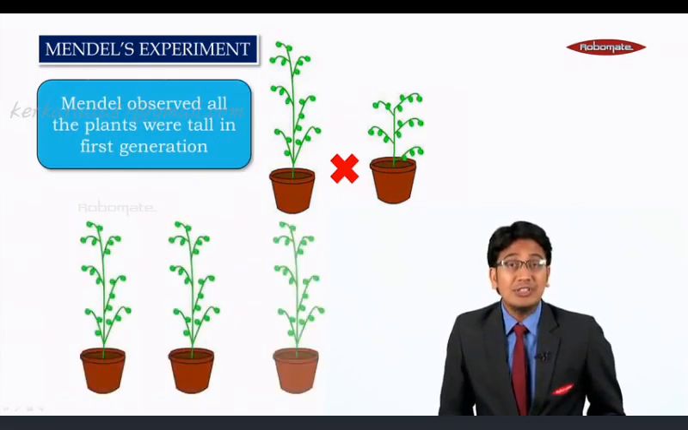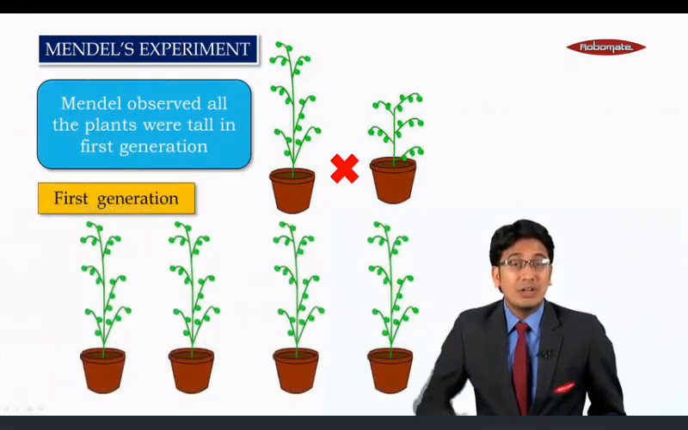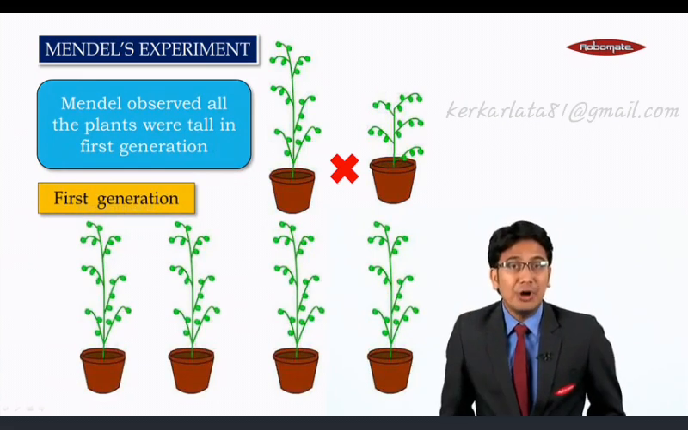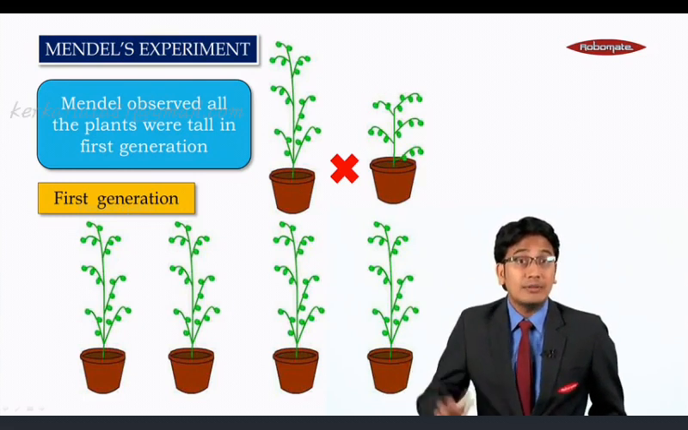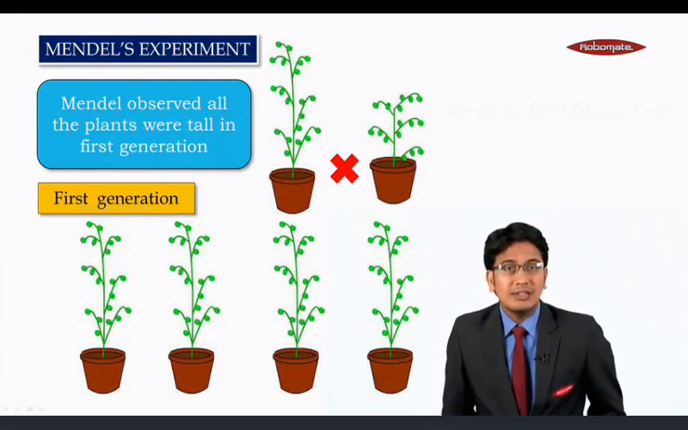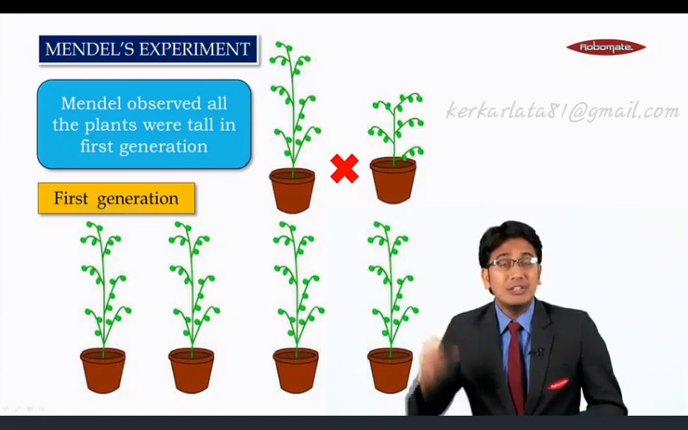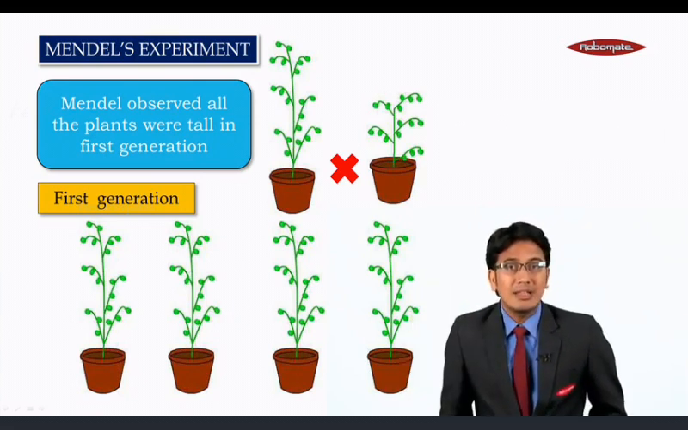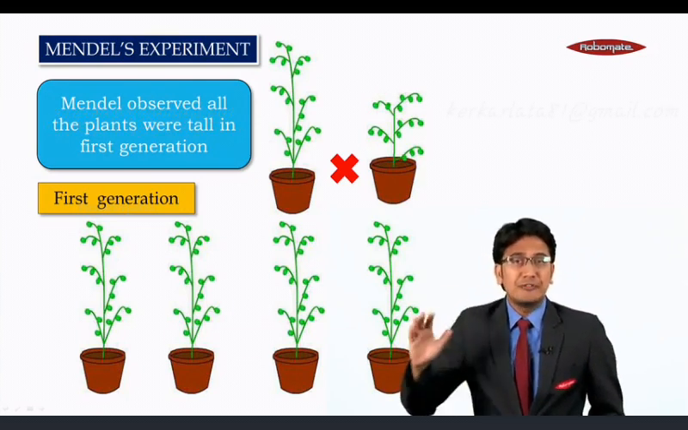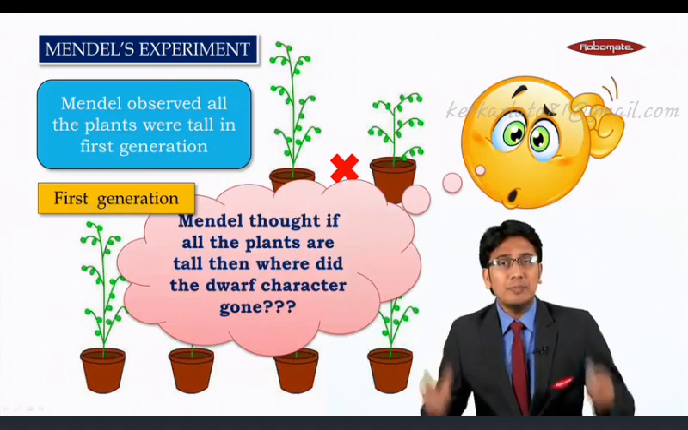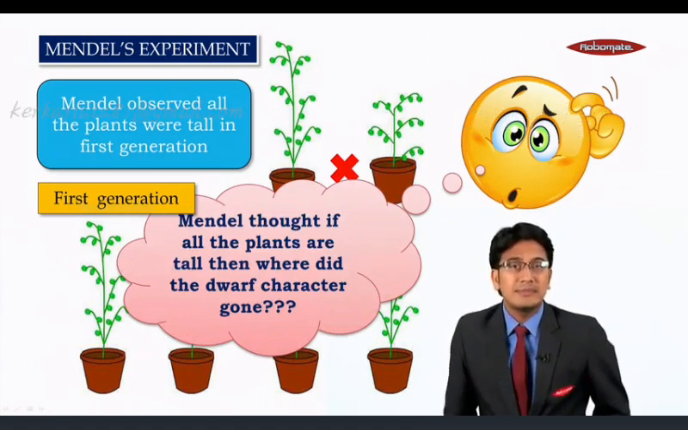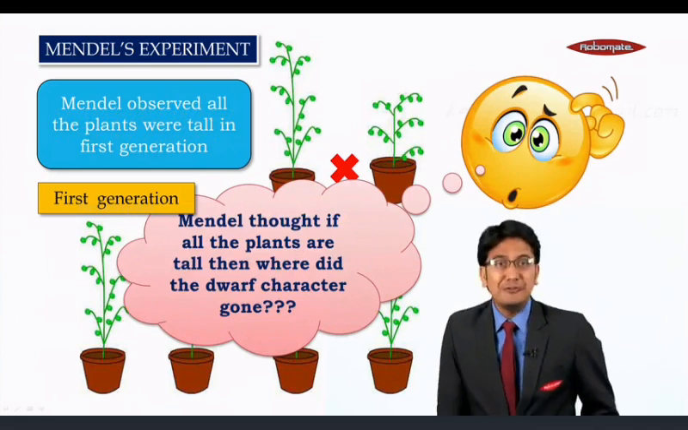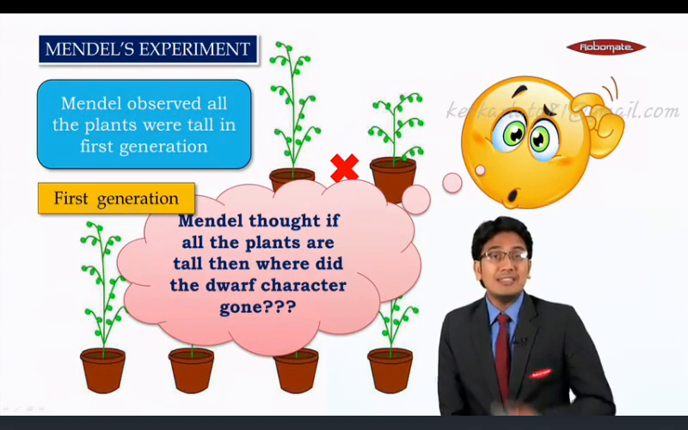When he crossed these two plants, one tall and one dwarf, all the resultant offspring plants were tall. He was shocked. Where did the short plant go? He saw all the plants were tall. In the F1 generation, the first generation, he thought, if all the plants are tall, then where did the dwarf character go? He was confused, and this confusion led him to do the next experiment.